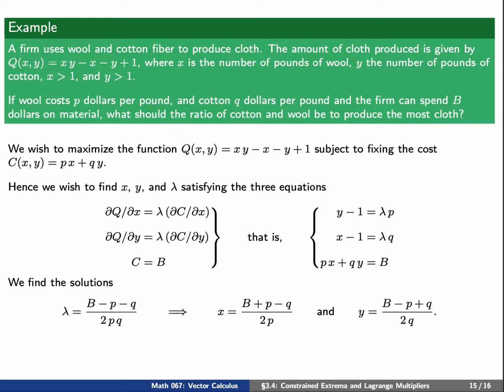Remember that the problem asks, what should the ratio of cotton and wool be to produce the most cloth? Here we found how much wool, x is the number of pounds of wool, and how much cotton, y is the number of pounds of cotton. So then the ratio of cotton to wool, namely y to x, should be p over q times (b minus p plus q) divided by (b plus p minus q).